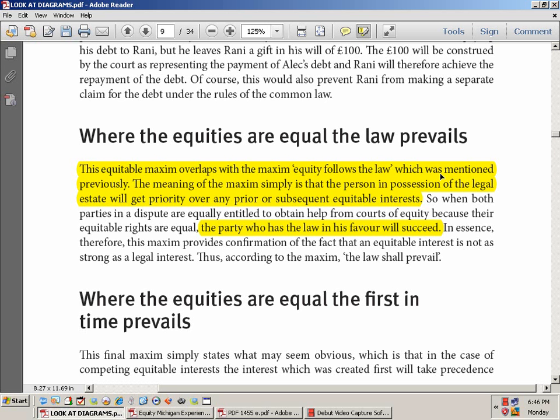Where the equities are equal, the law prevails. This equitable maxim overlaps the maxim of equity follows law, which was mentioned previously. The meaning of this maxim simply is that the person in possession of the legal estate will get priority over any prior or subsequent equitable interest. So when both parties in dispute are equally entitled to obtain help from the courts of equity because their equitable rights are equal, the party who has the law, who has the legal title, in his favor will succeed. Right? So if he has the legal title and he has it lawfully, then he's going to get the benefit.